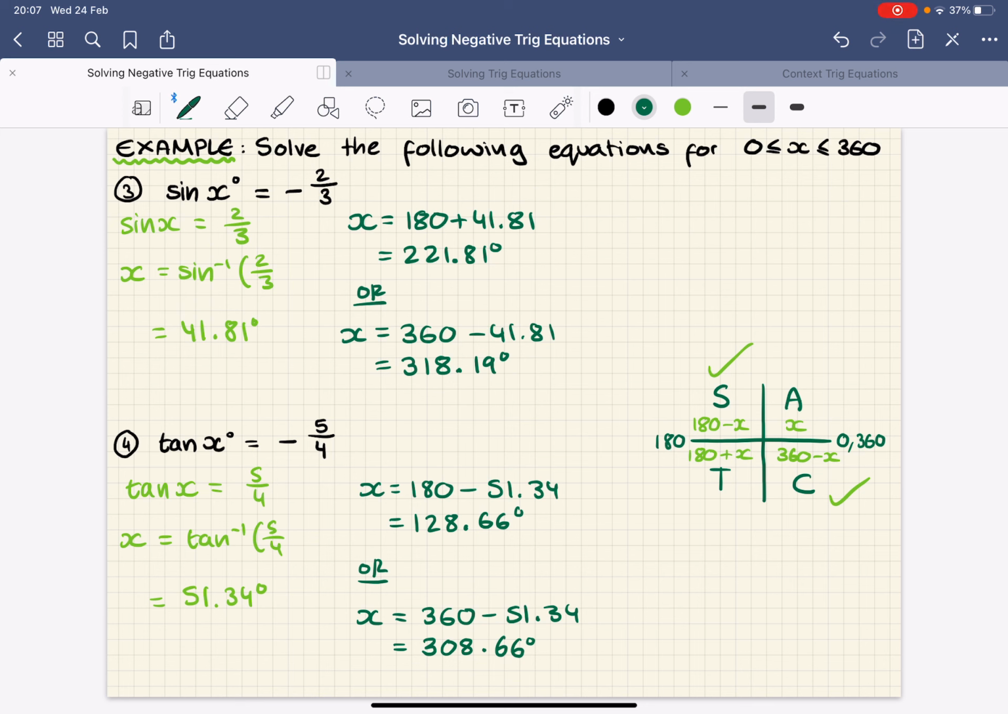So that's what to do when we have a negative answer for our trig equation. So the important thing is, do not put it into your calculator as a negative. Work it out as if it was positive and then use that value for your two little expressions within your cast diagram.